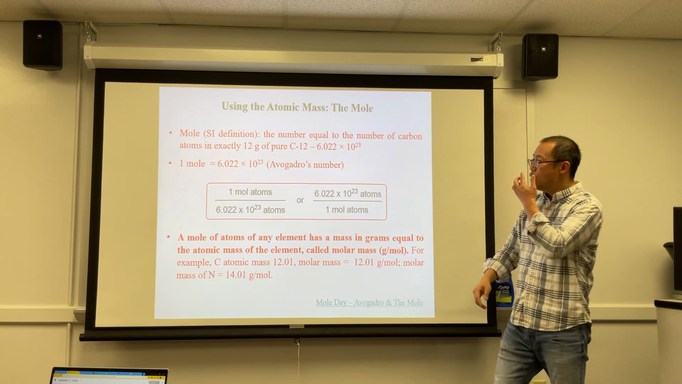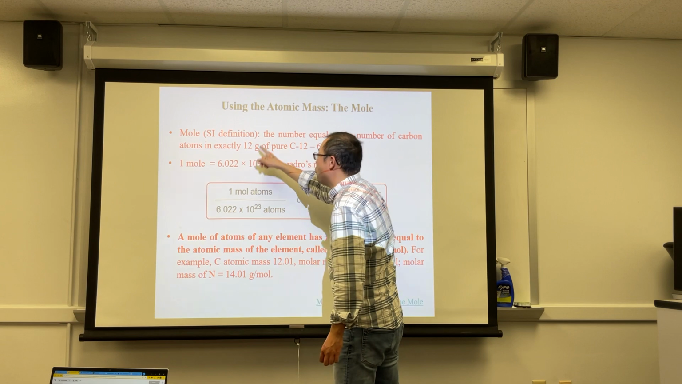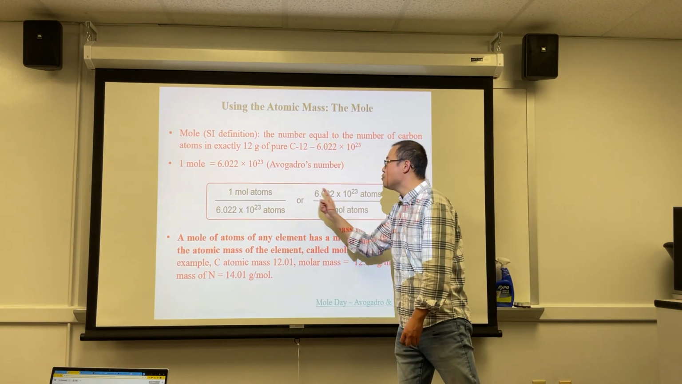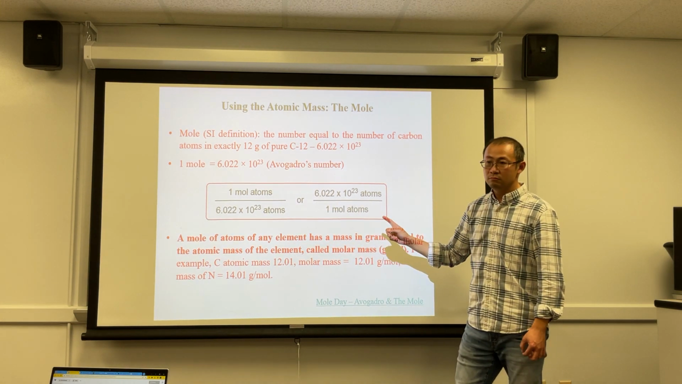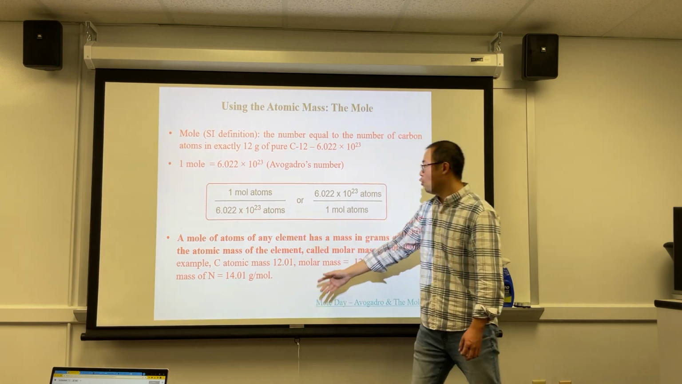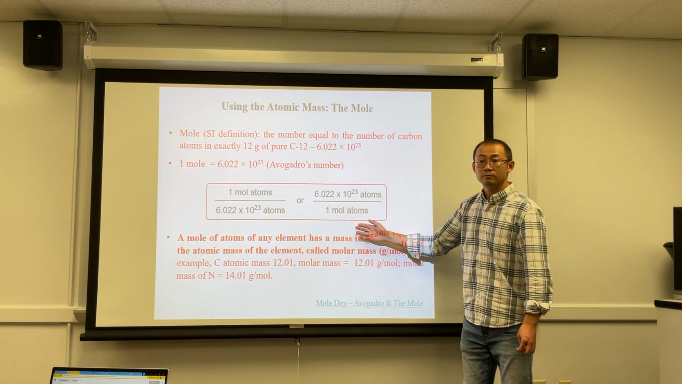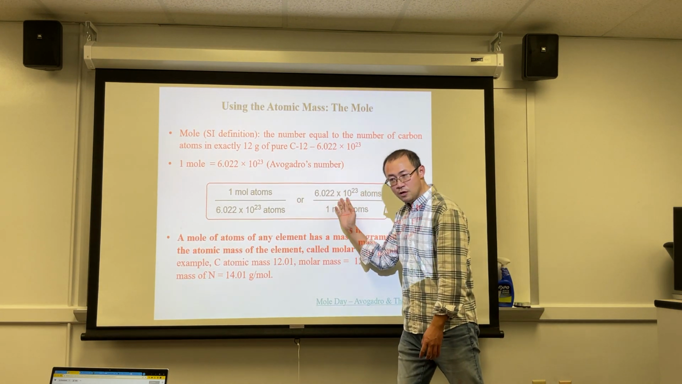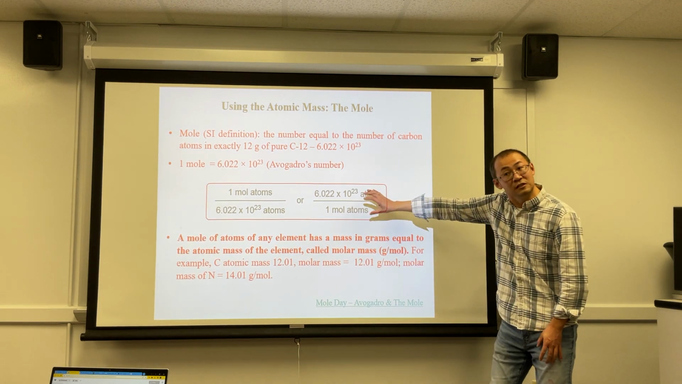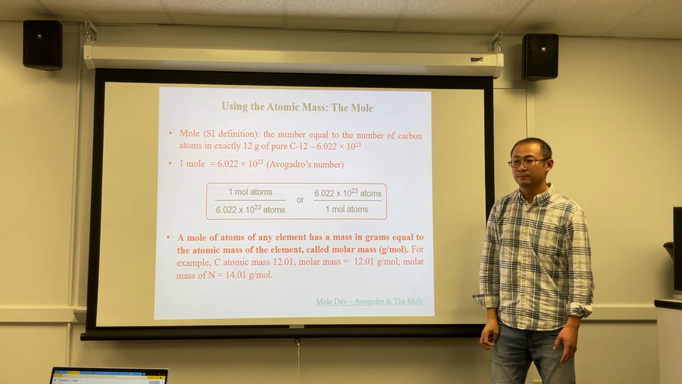Now, because one mole of something equals 6.02 times 10 to the 23rd of something, we can create these two mathematical terms: 1 mole over 6.02 times 10 to the 23rd, or 6.02 times 10 to the 23rd over 1 mole. We call these two terms conversion factors. Okay, conversion factors. Keep those in mind. We will use them in the next 10 to 20 minutes of class.